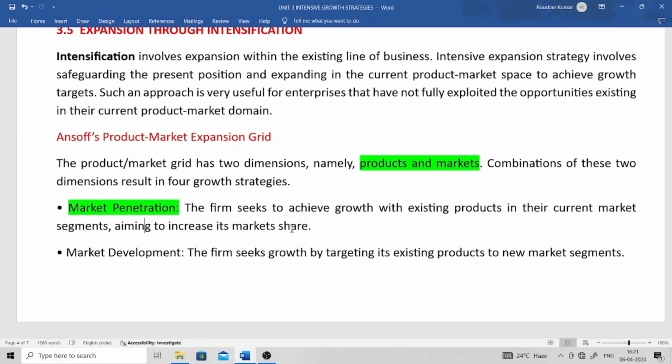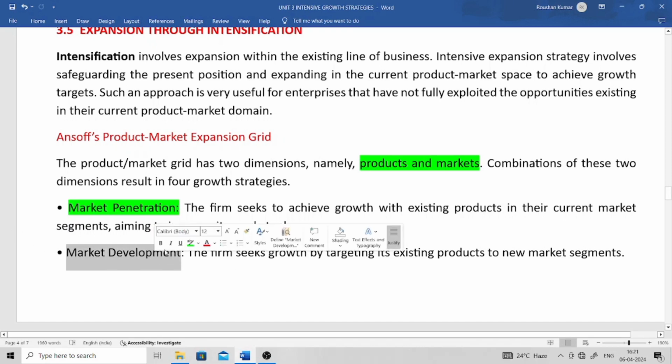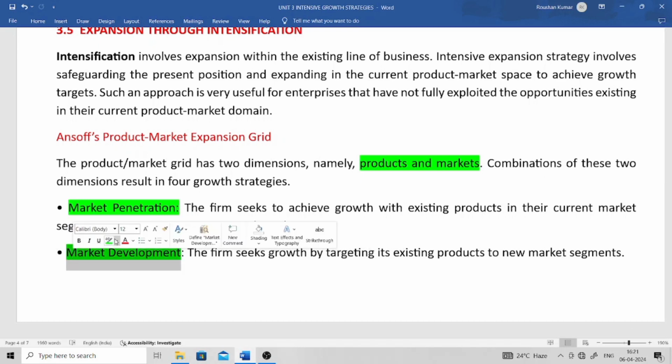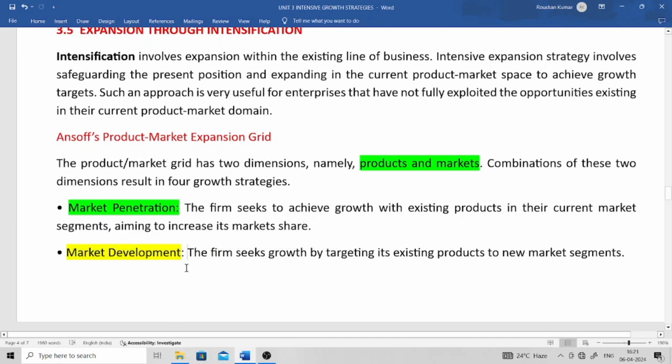Now next we move on to market development. So what happens in this market development? Here I'm underlining, and if I change the color, in market development the firm seeks growth by targeting its existing products to new market segments. It means that by using the same existing products, the firm seeks growth by entering into new market segments. So that's why it is given as market development: the existing products with new markets.